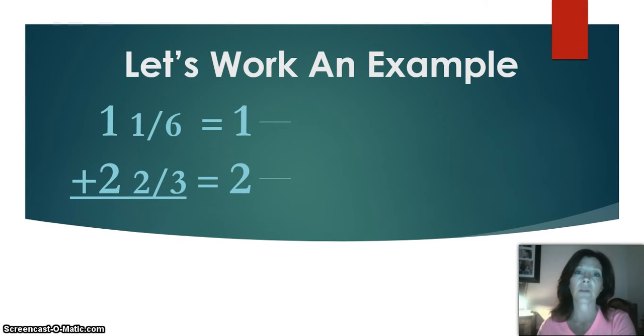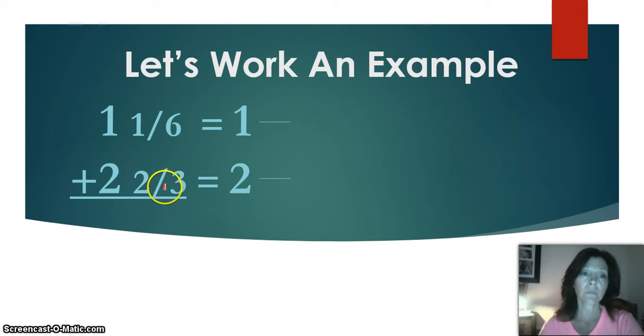All right, no vocabulary words for tonight, so we're going to get right started with your lesson. Let's do an example together. 1 1/6 plus 2 2/3. As always, with our fractions, you must have common denominators in order to either add or subtract. So let's do this first.